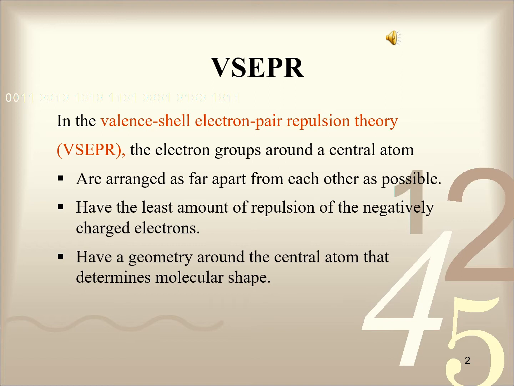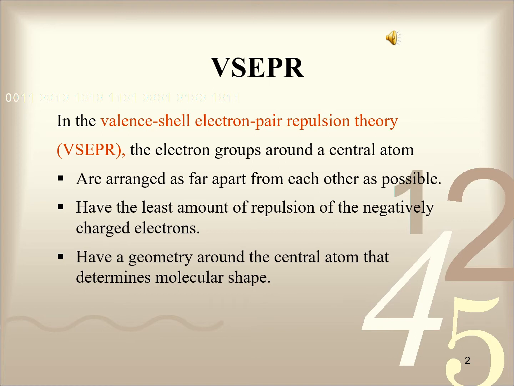All right. VSEPR, valence shell electron pair repulsion theory. What it says is that the electron pairs around a central atom want to get as far away from each other as possible. Why is that? Well, they all have negative charges, and like charges repel each other.